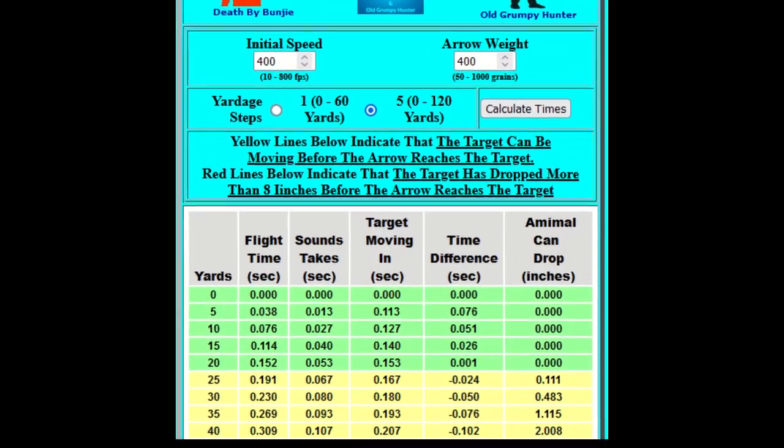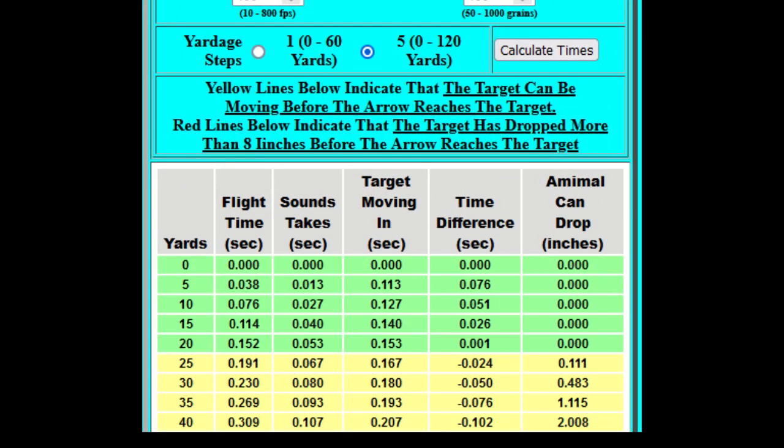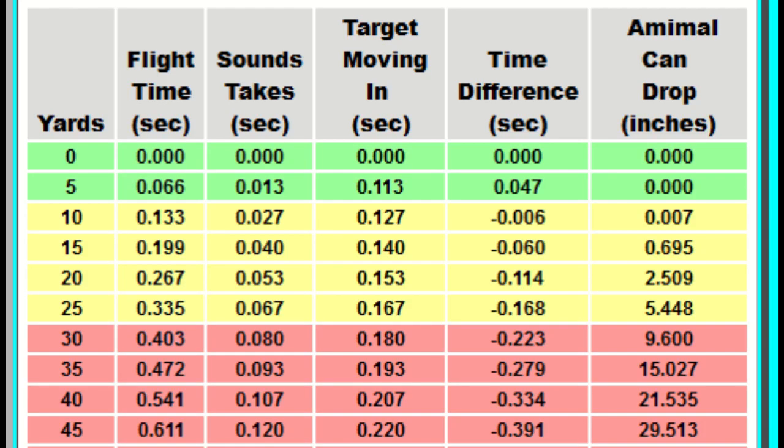You see, at 20 yards, the arrow reaches the deer before it has a chance to start moving. The results are displayed in green, yellow, and red. The green are distances where the arrow reaches the deer before it has a chance to move. The yellow are distances that the deer is starting to move and can drop up to 8 inches in the yellow section. The red section, the deer has dropped more than 8 inches.